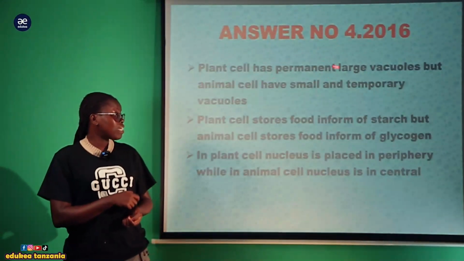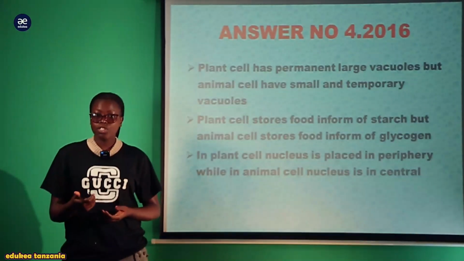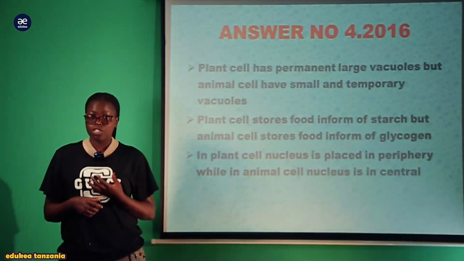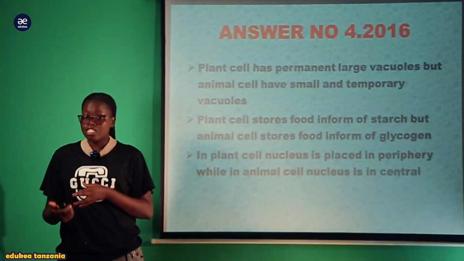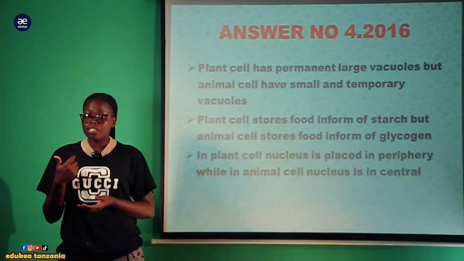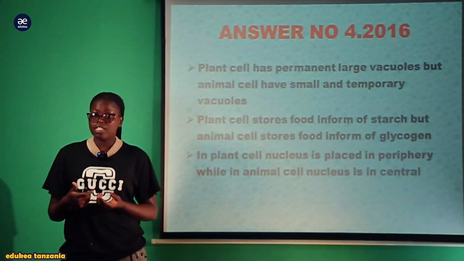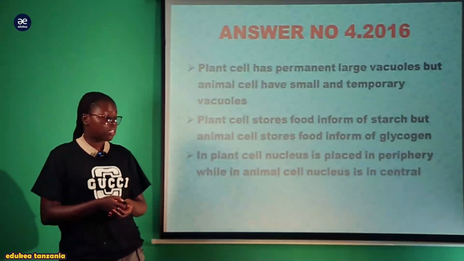Also, the plant cell has a permanent large vacuole, but the animal cell has a small and temporary vacuole. The main function of this vacuole is osmoregulation. So the plant cell tends to have a very large and very permanent vacuole, but the animal cell tends to have a very small vacuole for temporary functioning.